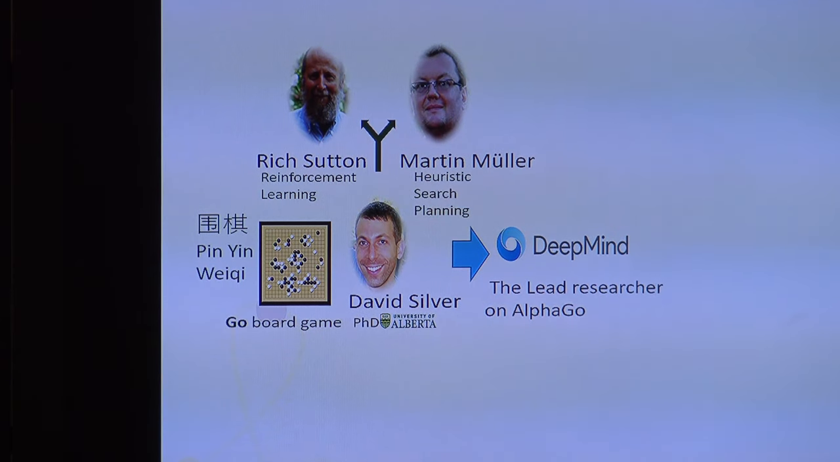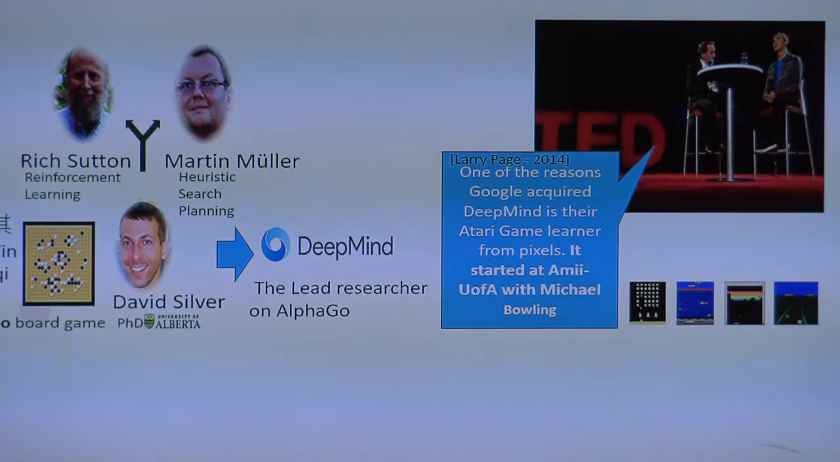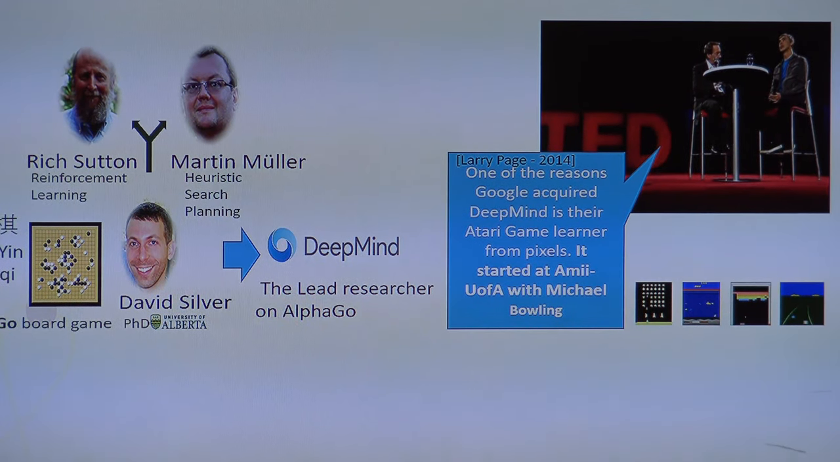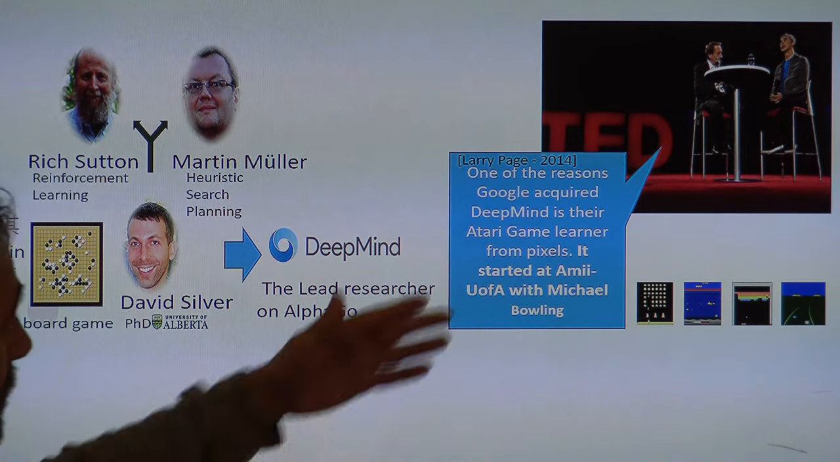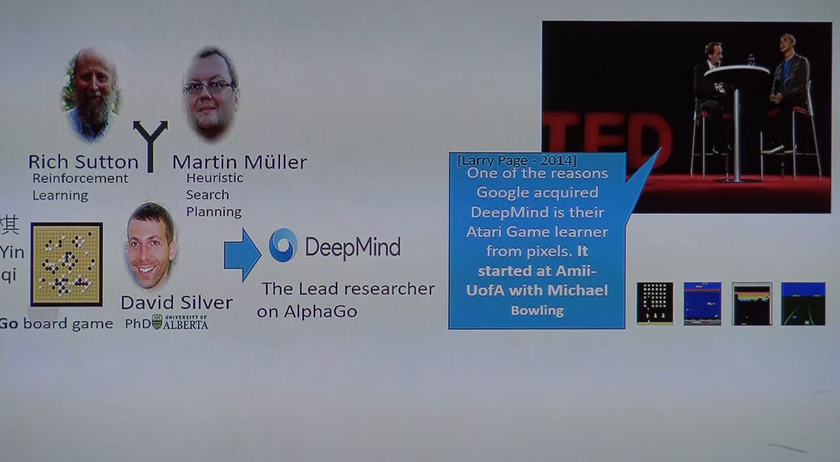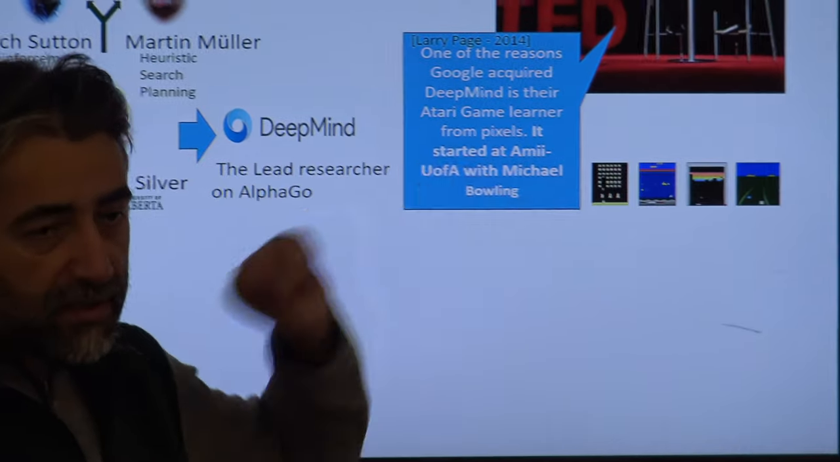And that's when Google came and acquired DeepMind. So at the end of 2013, DeepMind was acquired by Google. And Larry Page, in the beginning of 2014, in an interview, the TED Talks, admitted the reason why they bought this small startup in London for a lot of money was the fact that they were impressed by the program that they wrote at DeepMind that was able to play different games.